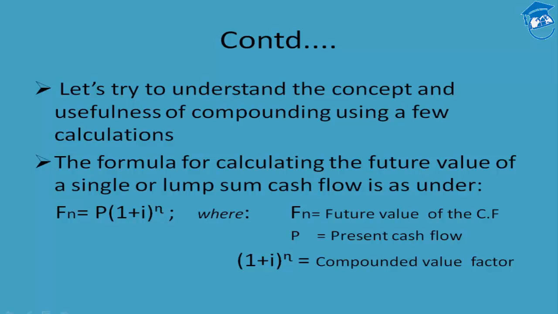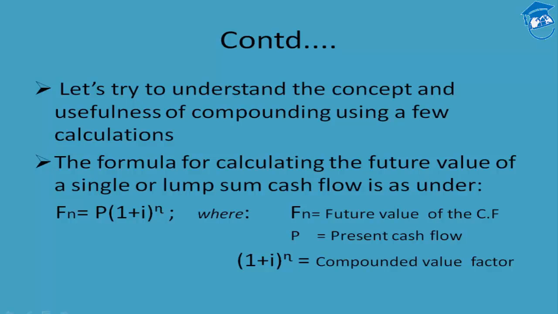So once again students, Fn is equal to P within bracket (1 plus I) raised to the power n. This refers to how exactly the present cash flow P is growing by I% rate of interest compounded annually for n number of years, and what shall be the future lump sum value of P after n number of years, how it should be looking after it has grown into Fn after n number of years. So Fn stands for the future value of P which has grown by I% rate of interest compounded annually for n number of years. Now (1 plus I) to the power of n is the compounded value factor.